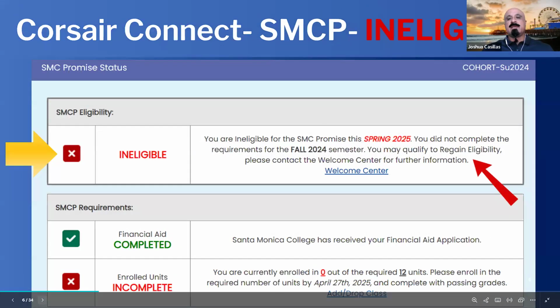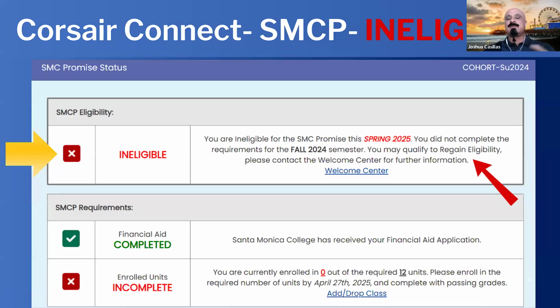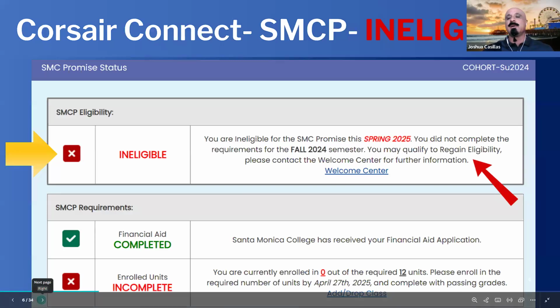If you receive this, you are ineligible. This is what an ineligible looks like. This particular student, if you look at the yellow arrow where we're focusing on, they get the red marker, ineligible, and they fell out last fall semester. So it gives you a brief message informing the student that they fell out last fall semester. So you can always go back to your last fall and find out why you fell out, or you can always email the Welcome Center at welcomecenter@smc.edu.